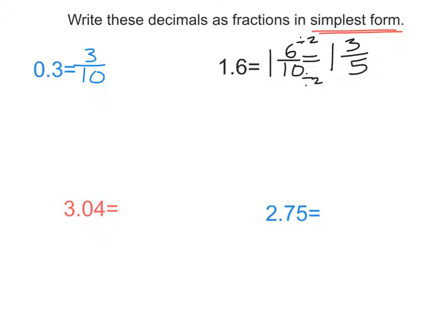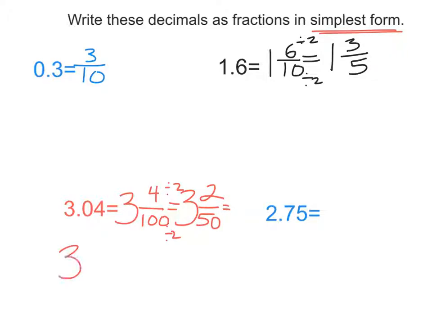All right, what about 3 and 4/100? Let's rewrite that as a mixed number first. 3 and 4/100. Well, they're both even, so I can divide them both by 2. I'll write my whole number again. Divided by 2, that would be 3 and 2/50ths. But wait, they're both still even. I can divide again by 2. That would be 3 and 1/25. I could have also looked at 4 and 100 and realized I could have divided both by 4, but it's okay if you take 2 steps, as long as you eventually get to simplest form.